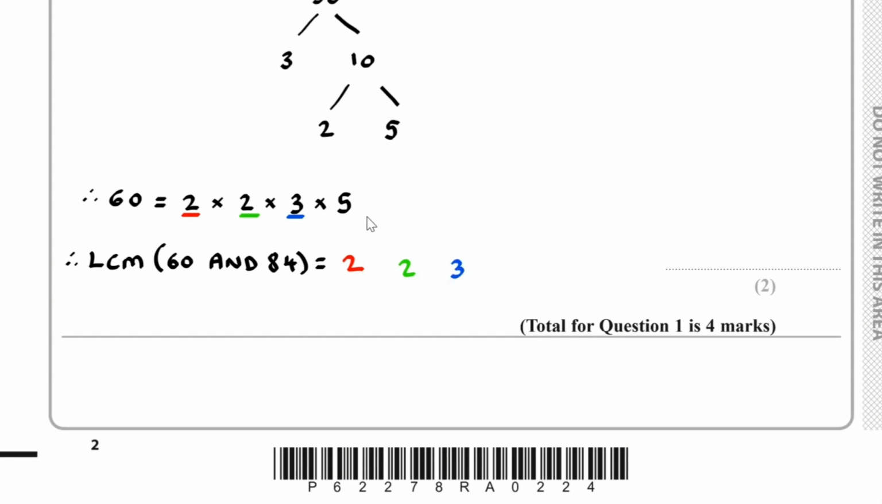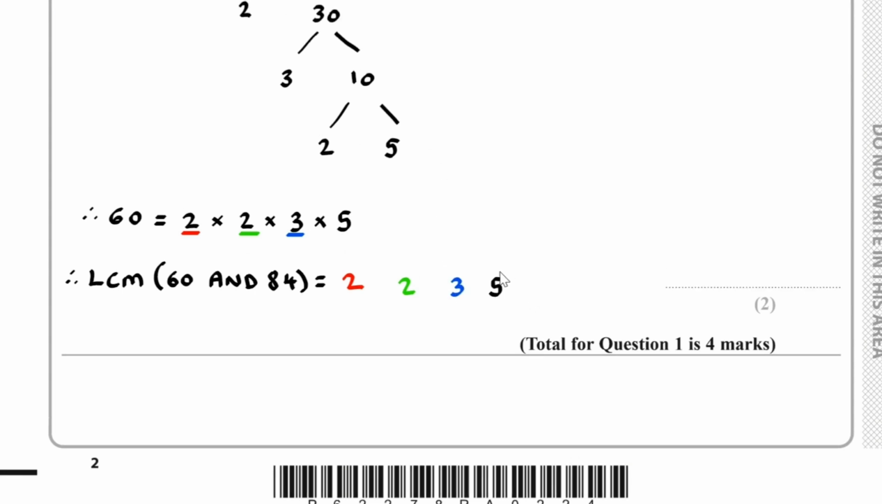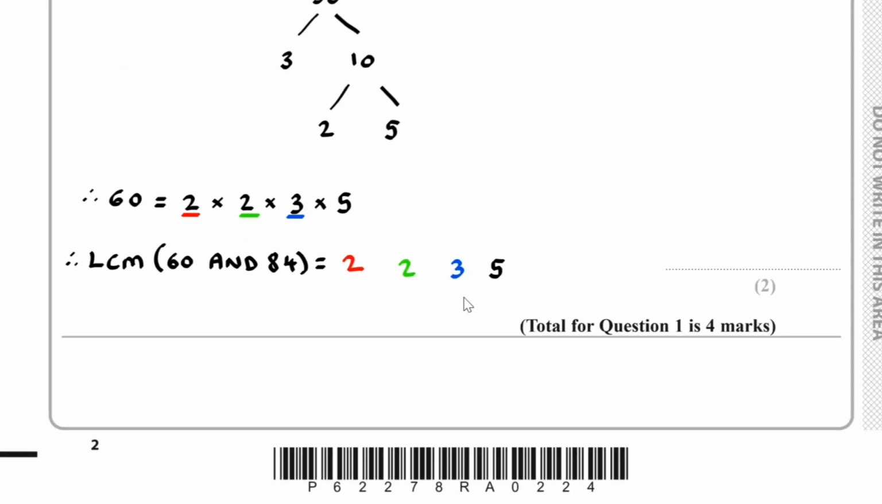And then we've also got this 5. And we've also got this 7. And we need to multiply all those together. 2 times 2 is 4, times 3 is 12, times 5 is 60, times 7 is 420. So the lowest common multiple is 420.